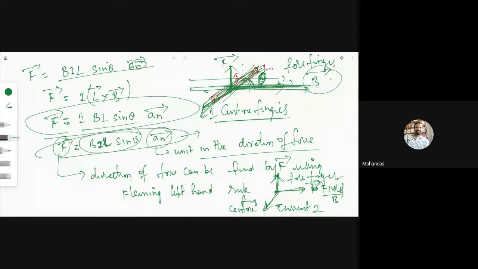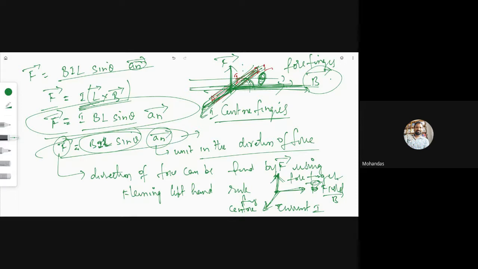So this is the second force. First force is the force on a charged particle in the presence of magnetic field and electric field. Second force is the force on a differential current element, which equals I into L cross B.